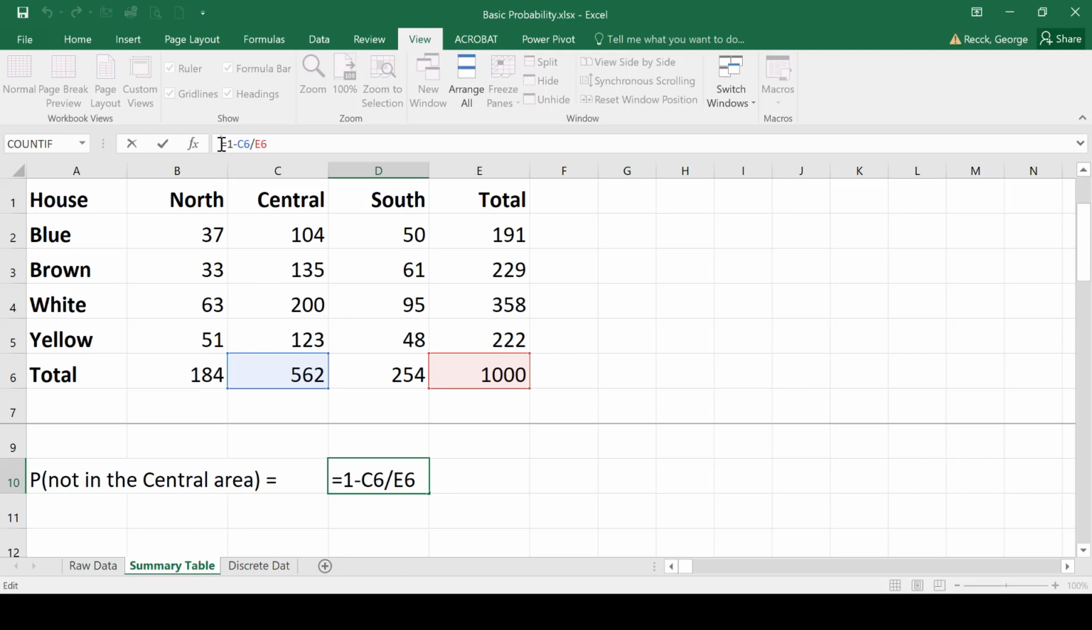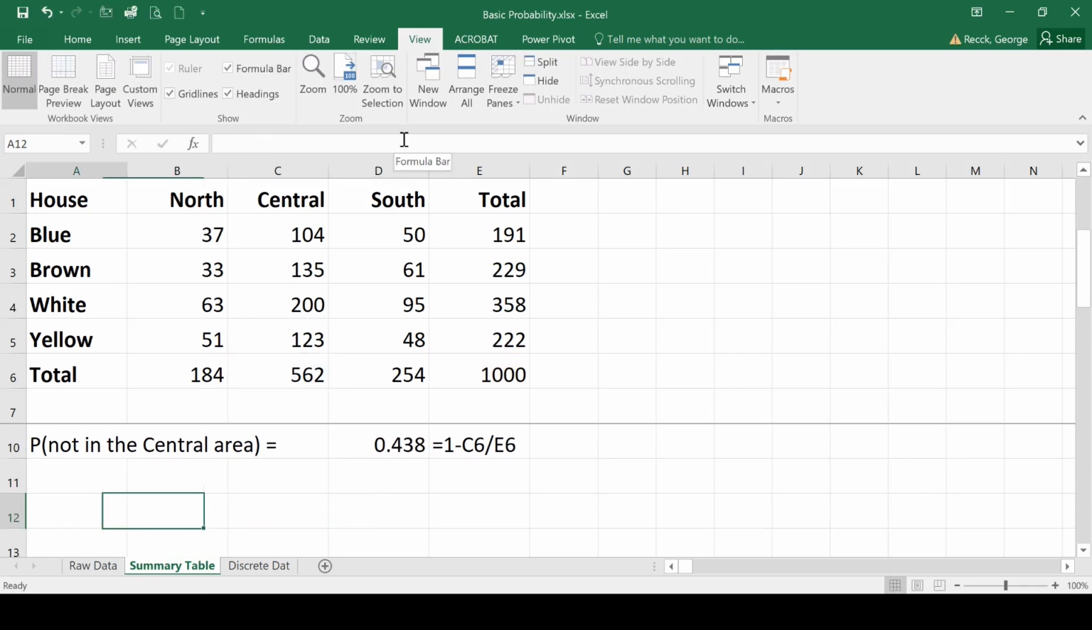Again, I will put the formula in the cell to the right by adding and subtracting an apostrophe in front of it.